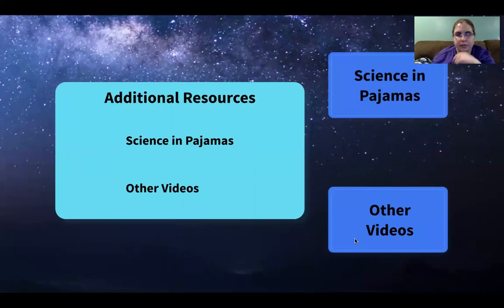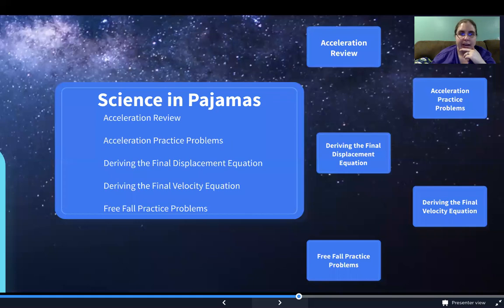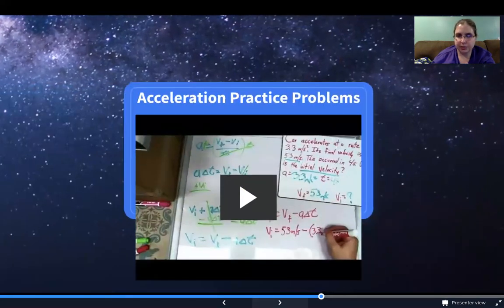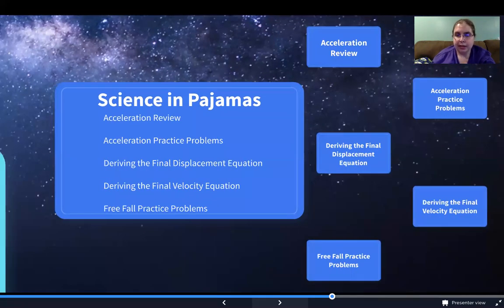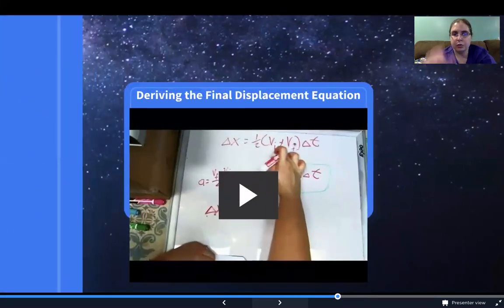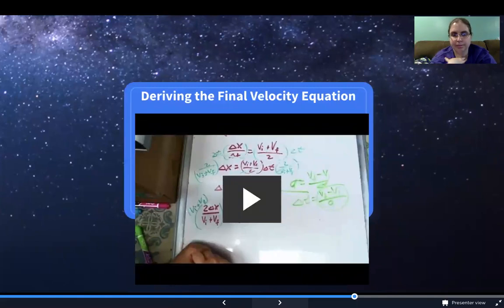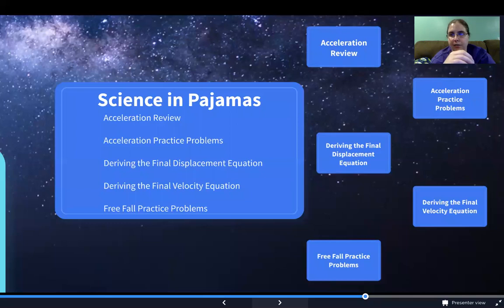All right, let's talk about those additional resources. So Science in Pajamas are the ones that I make myself. We have one on just a review of acceleration. We have one on acceleration practice problems. We have one on how we actually derived the final displacement equation, so this goes through and shows you how we get that equation. Where did it come from? And then we also have one where we derive the final velocity equation. So both those equations, where I told you that there will be a video to show you how we got to that point, how we used our existing knowledge to create that equation. That's what both of these videos are. They're just showing you the step-by-step process of how we got from the equations we know to these equations. And that's more so for your knowledge, so that it doesn't just go poof, the equations happened out of thin air and magic.